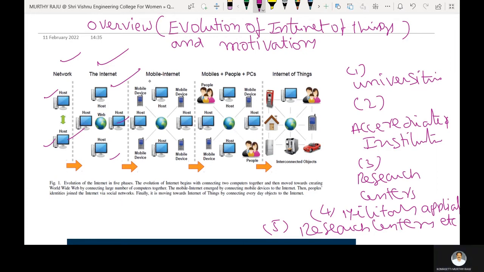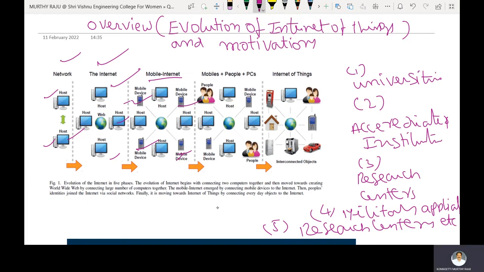In the third phase, mobile internet, along with these devices, mobile wireless phones are also connected to the internet. Each and every smartphone has a Wi-Fi connectivity module and a data module. With the help of that, the mobile phone is connected to the World Wide Web or internet and exchanges its information. The mobile net emerged by connecting mobile devices to the internet in addition to these computers. The third phase is completed.